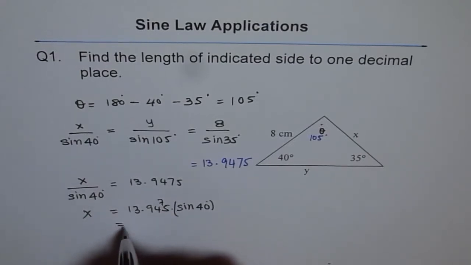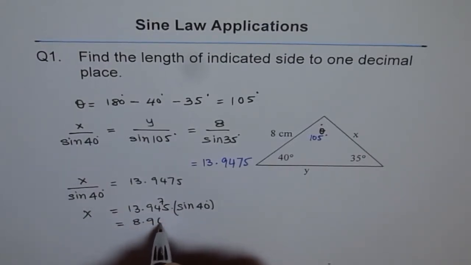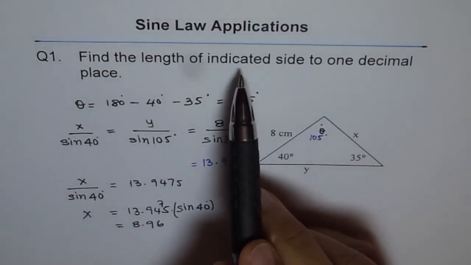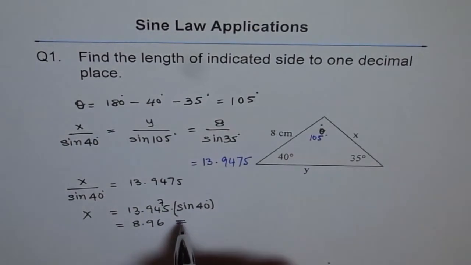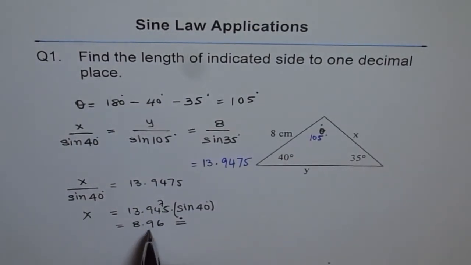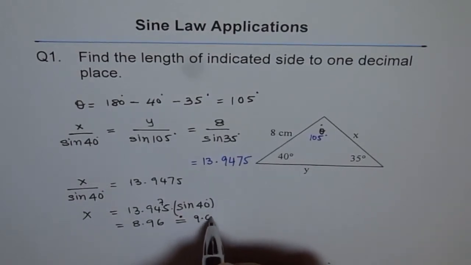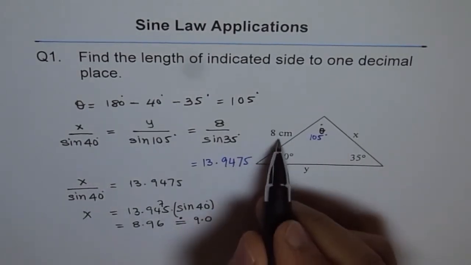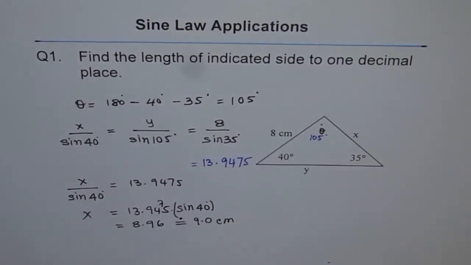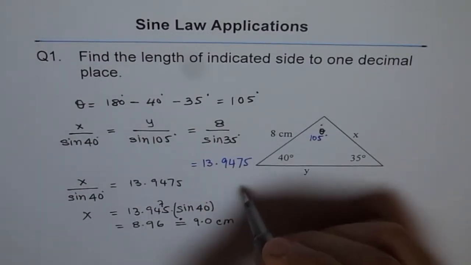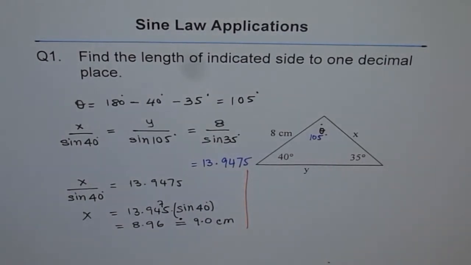Now x equals 8.96, and I'm supposed to round to 1 decimal place. So here I am going to round to 1 decimal place, and that is 9, because 6 is there, so this becomes 9.0. Units are centimeters, so we should write the unit centimeter. These are very critical steps for you to understand. You have to follow them like this, and don't forget to write down the units.